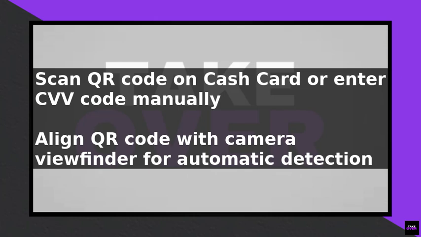Once you have successfully scanned the QR code or entered the card details, your Cash Card will be activated and ready for use. You can verify the activation status by checking the Cash Card tab, where you should see that your card is now active.